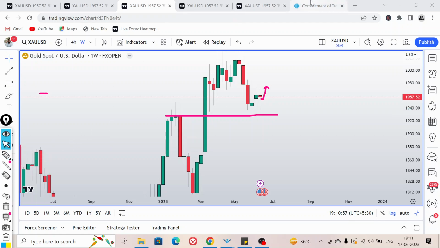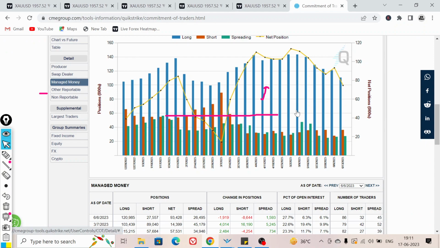But as you can see, they are still covering their long, and this is not a good point, or you can say a good chance, to add in the longs.